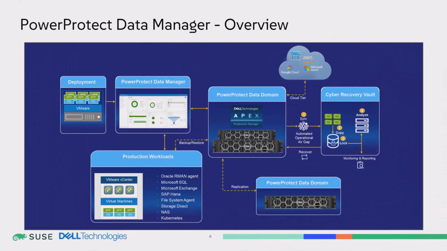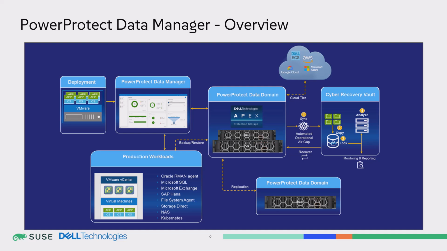This is the high-level overview of PowerProtect Data Manager. Currently, you can deploy PowerProtect Data Manager as a virtual appliance in a VMware environment, and it can also be deployed in cloud environments from the marketplace. The target storage is PowerProtect Data Domain. It can be a physical or a virtual appliance. The virtual appliance is called Apex Protection Storage. You can replicate the data to one or many PowerProtect Data Domain appliances.